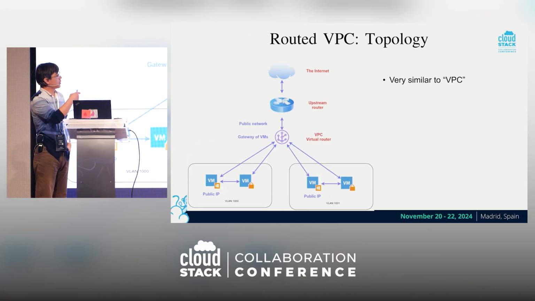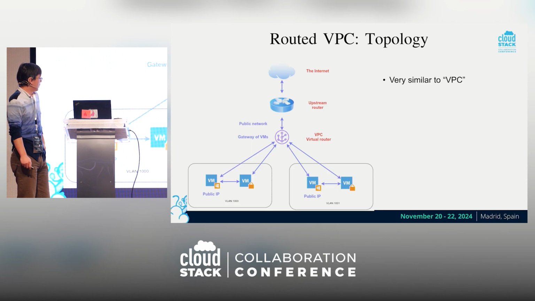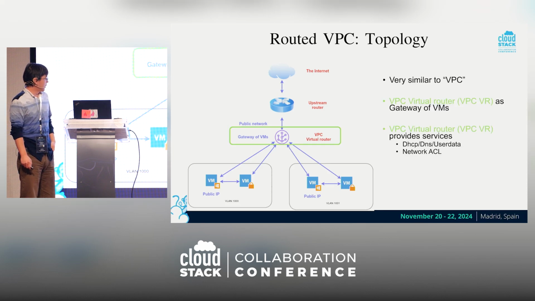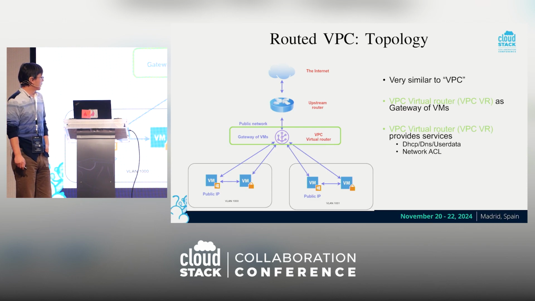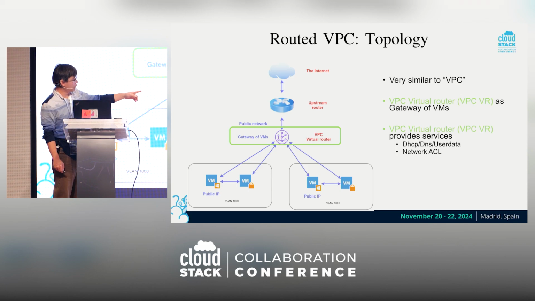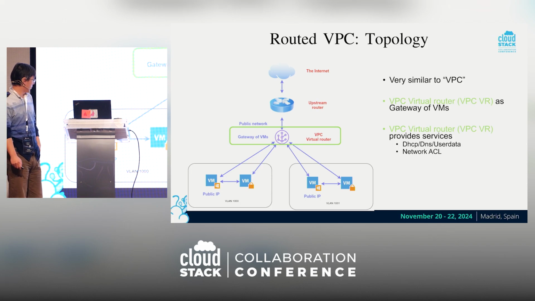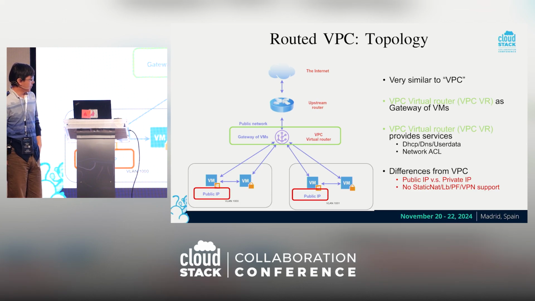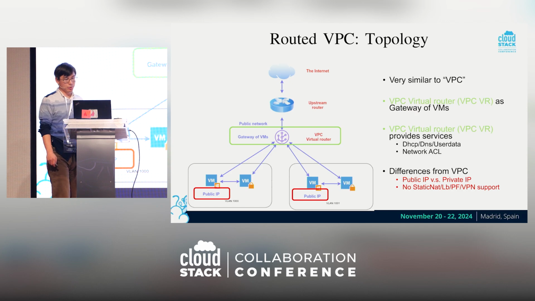Routed VPC is also similar to the regular VPC. For each VPC, there is a VPC router which is connected to multiple tiers, and it also provides some services. Different from isolated networks, we use network ACL to manage the firewall. And the big difference here is the public IP. We use public IPs in routed VPC.